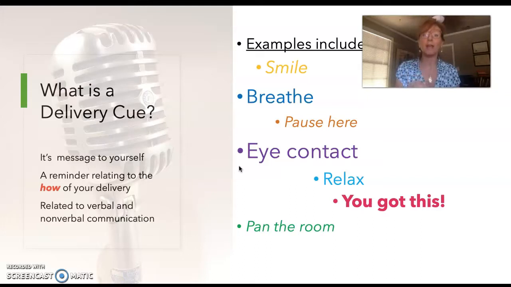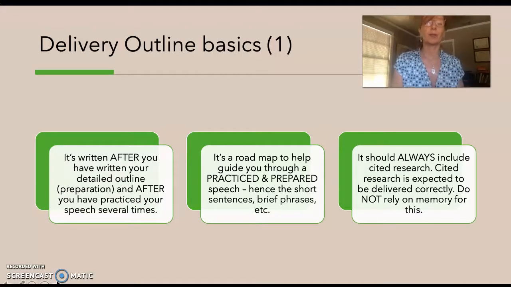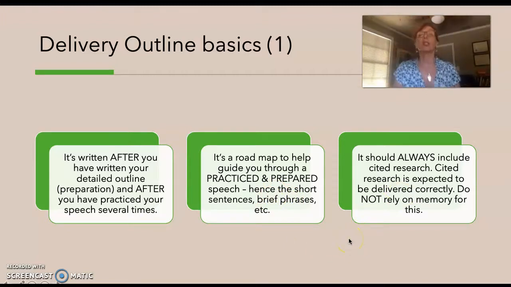So then you work from that delivery outline, practicing it, recording it. It's written after you've written your detailed outline. It's a roadmap to guide you through the practice and prepared speech. So after you've practiced and prepared is when you want to create your delivery outline. If you have cited research, your delivery outline must include the cited research. Why? You're not expected to remember that cited research.